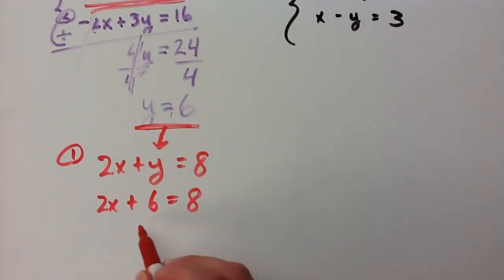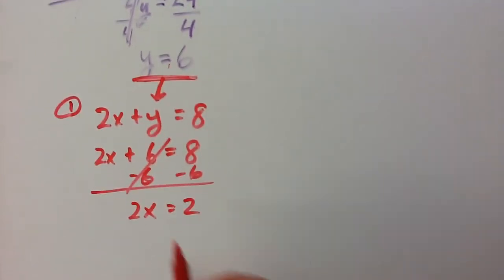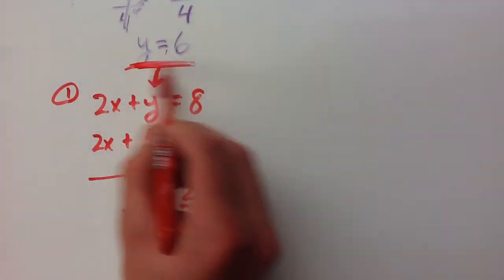Now I just solve for x. Move 6 to the other side by subtraction. Those cancel. 2x equals 8 minus 6, which is 2. Solve for x by dividing by 2. So x equals 1. Okay, so now I have an x and I have a y. I am now ready to write my solution as an xy ordered pair. Like the alphabet, x comes first, that's 1. Put a comma and then put the y value, which is 6.